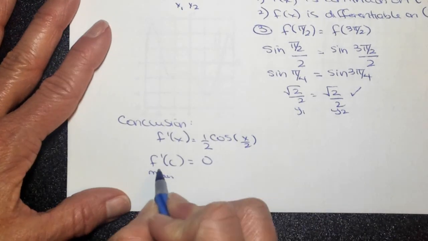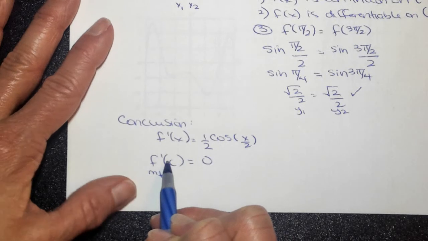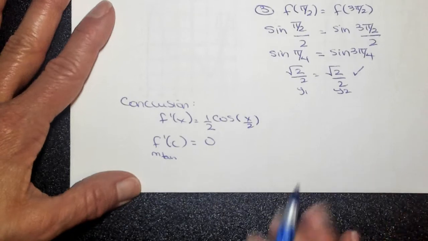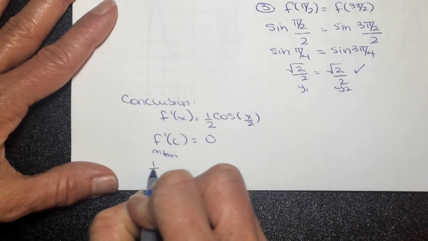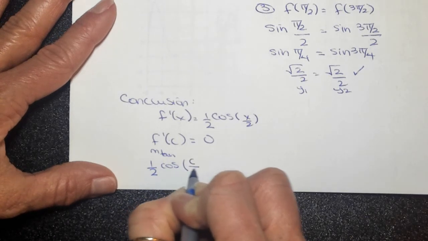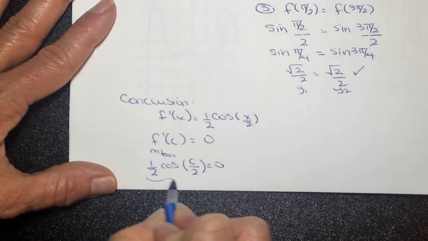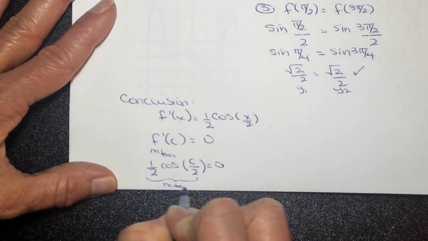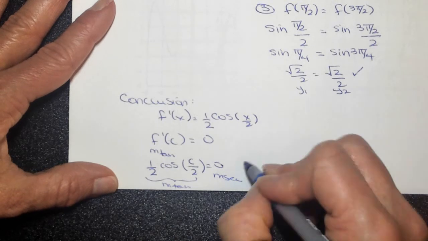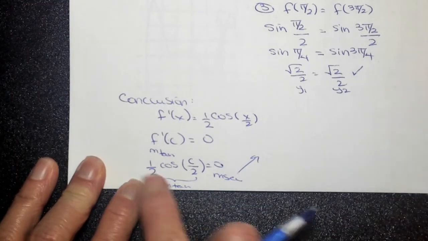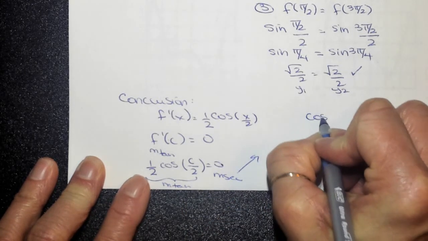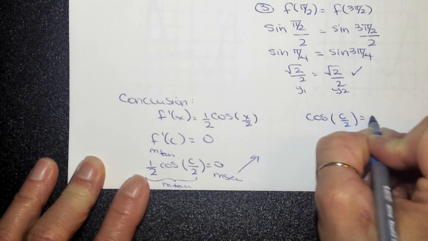Okay, so now we need to plug this in here. So instead of an x, I'll just use the variable c. It doesn't matter, you can use an x if you want. So I have 1/2 cosine of c over 2 is equal to 0. This is the derivative, or the equation for the slope of the tangent line. This is the slope of the secant line. Okay, so now I need to do the math. So I'm going to multiply by 2. Okay, so I end up with the cosine of c over 2 is equal to 0.